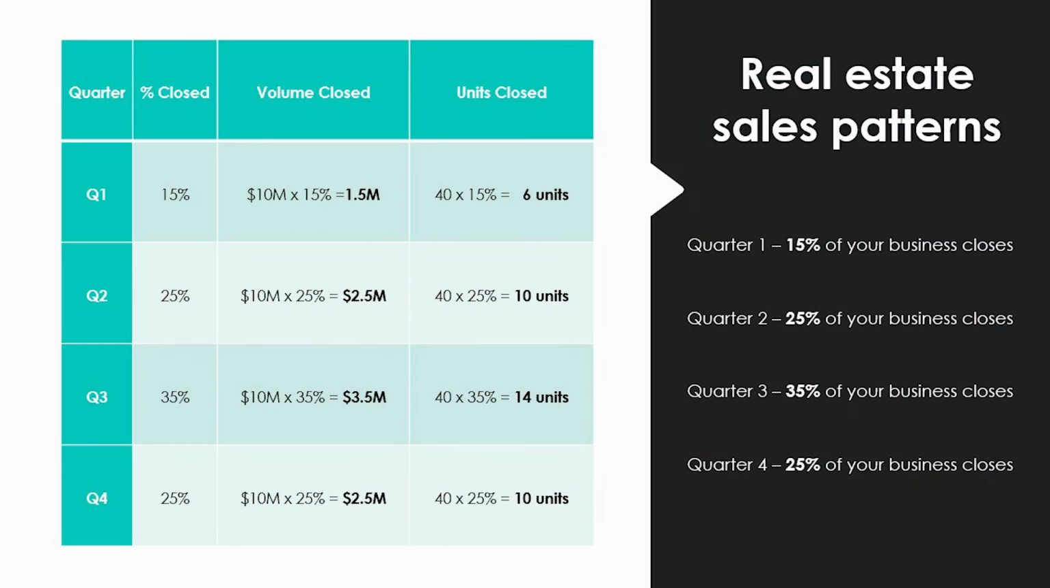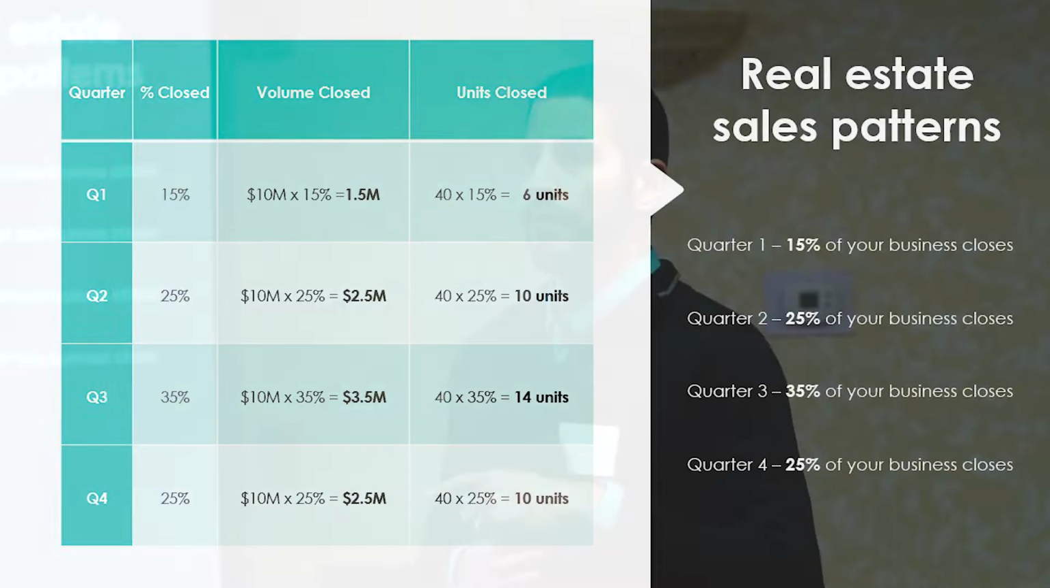So if you look at quarter one, that's a result number. 15% of your business will close in quarter one. That business is closed from actions taken in quarter four. Well, what happens in quarter four? Burnt out.